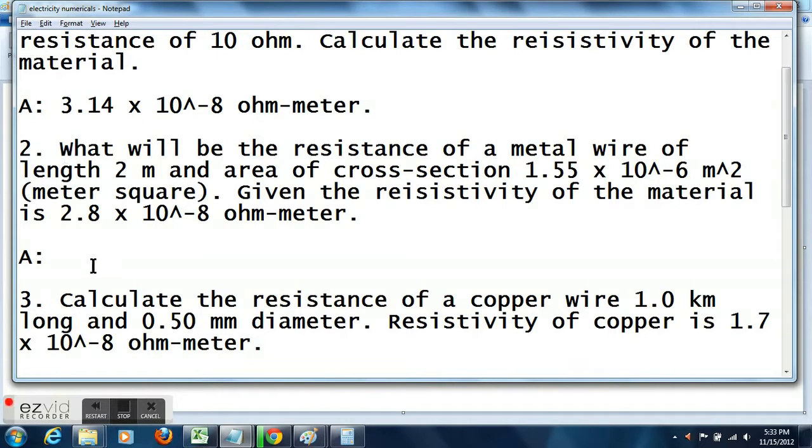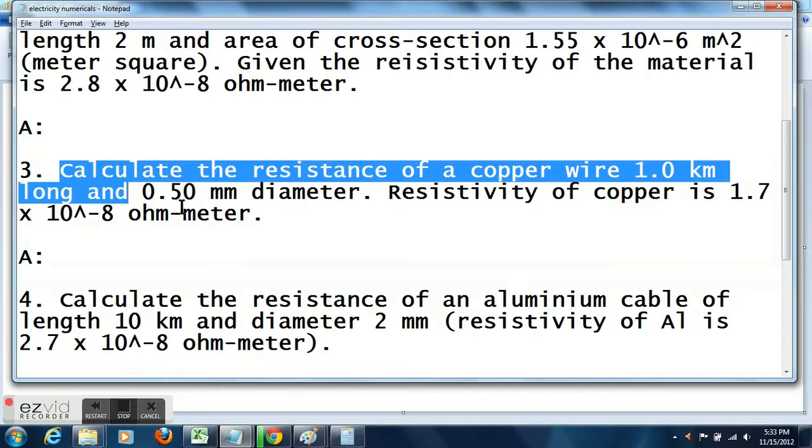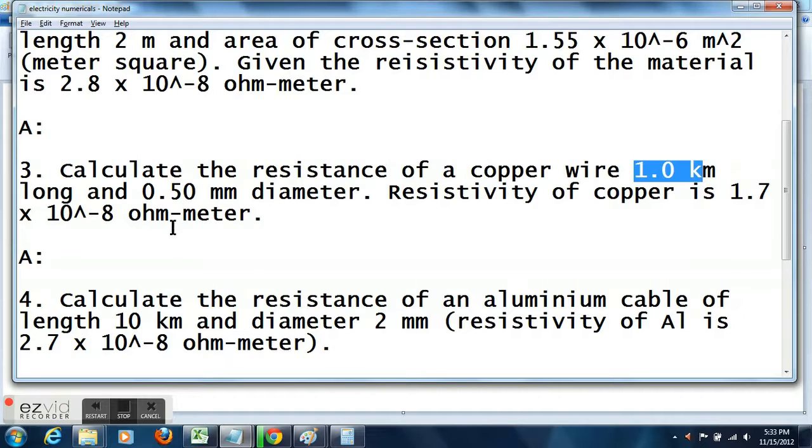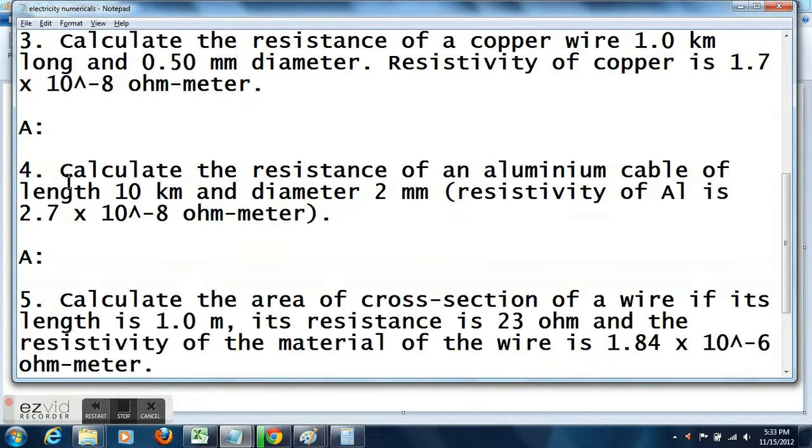of length 2 meter and area of cross section 1.55 multiplied by 10 to the power minus 6 meter square, given the resistivity of the material is 2.8 into 10 to the power minus 8 ohm meter. The third problem, calculate the resistance of a copper wire 1.0 kilometer long and 0.50 millimeter diameter. Resistivity of copper is 1.7 into 10 to the power minus 8 ohm meter. Okay, you can solve this.